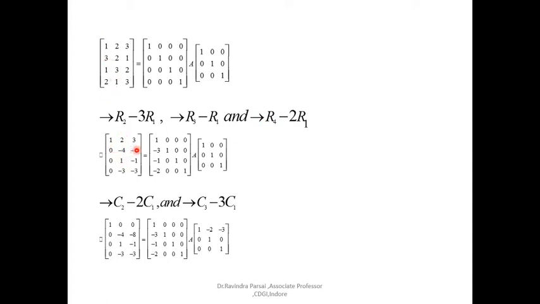By this you change the corresponding left side matrix. The first row stays as it is, then the second row changes: 3 minus 3 is 0, 2 minus 6 is minus 4, 1 minus 9 is minus 8. Now the next elementary row operation, R3 minus R1: 1 minus 1 is 0, 3 minus 2 is 1, 2 minus 3 is minus 1. First you change the left side matrix, then you apply the same row operation on the prefactor unit matrix.